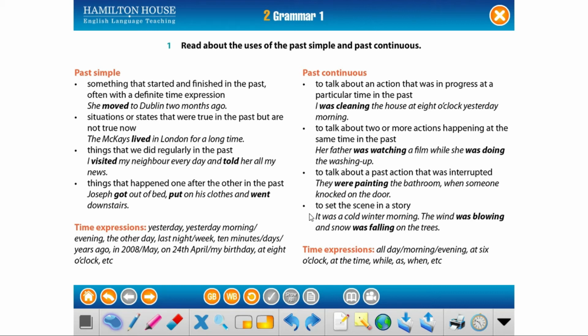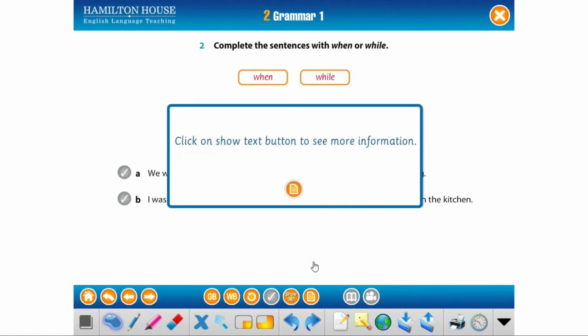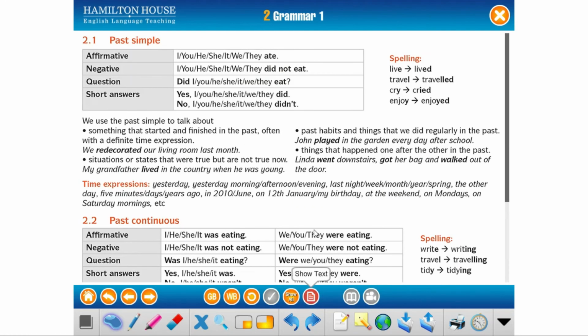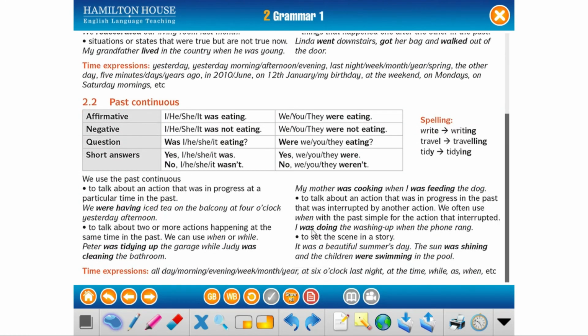And the last use is to set the scene in a story. It was a cold winter morning. The wind was blowing and snow was falling on the trees. When we set the scene in a story, we are describing the story. Do you remember that in writing we use this to help the reader imagine what was happening? Okay, let's continue with the grammar structure.